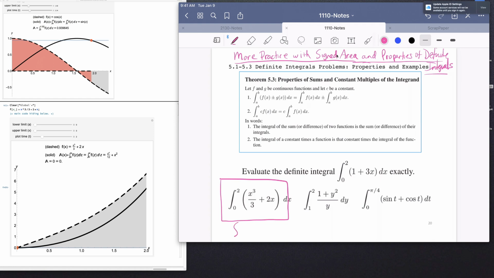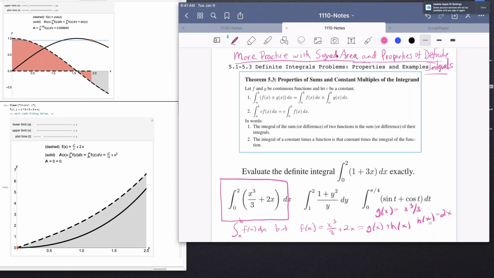notice that this is an integral of the definite integral type, an integral from a to b of some function f of x dx, but that function f of x, the function x cubed over 3 plus 2x, is actually the sum of two other functions. Let's call them g and h. So the function g of x that we're seeing here is x cubed over 3, and the function h of x is equal to 2x.